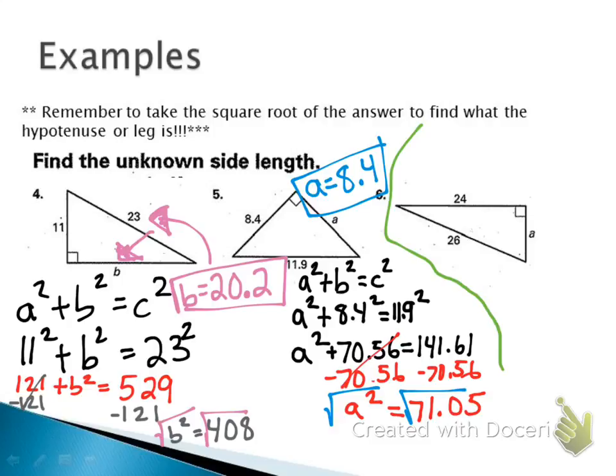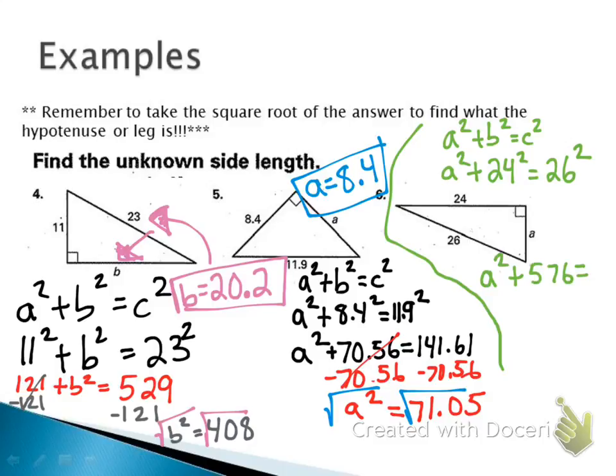All right, how should I start number 6? Okay, good. Same old formula. What's my A squared part? Just A squared, good. What goes in for B? 24 squared. What goes in for C? 26 squared, good. So we have A squared plus, what's 24 squared? 576 equals, what's 26 squared? 676. Ooh, this is going to be a nice one.